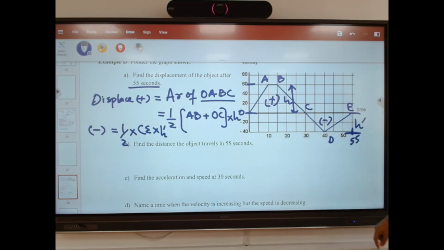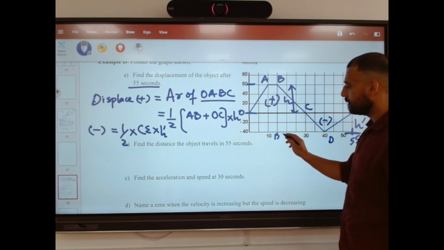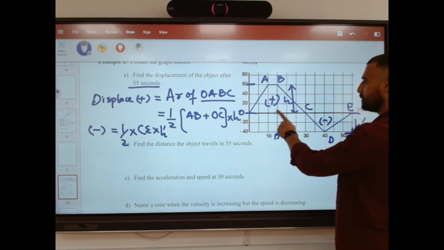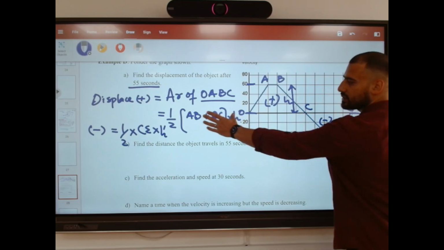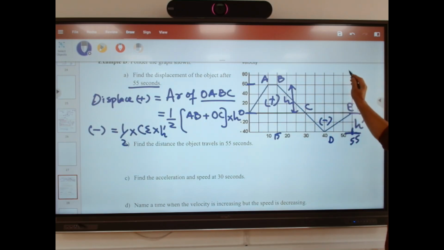So AB plus OC, how much is AB? See, this is 15, right? So A to B is 5, O to C is 30, so this is 35, into height is 60. So it is 35 into 60 upon 2. This is the positive part. Tell me the answer.